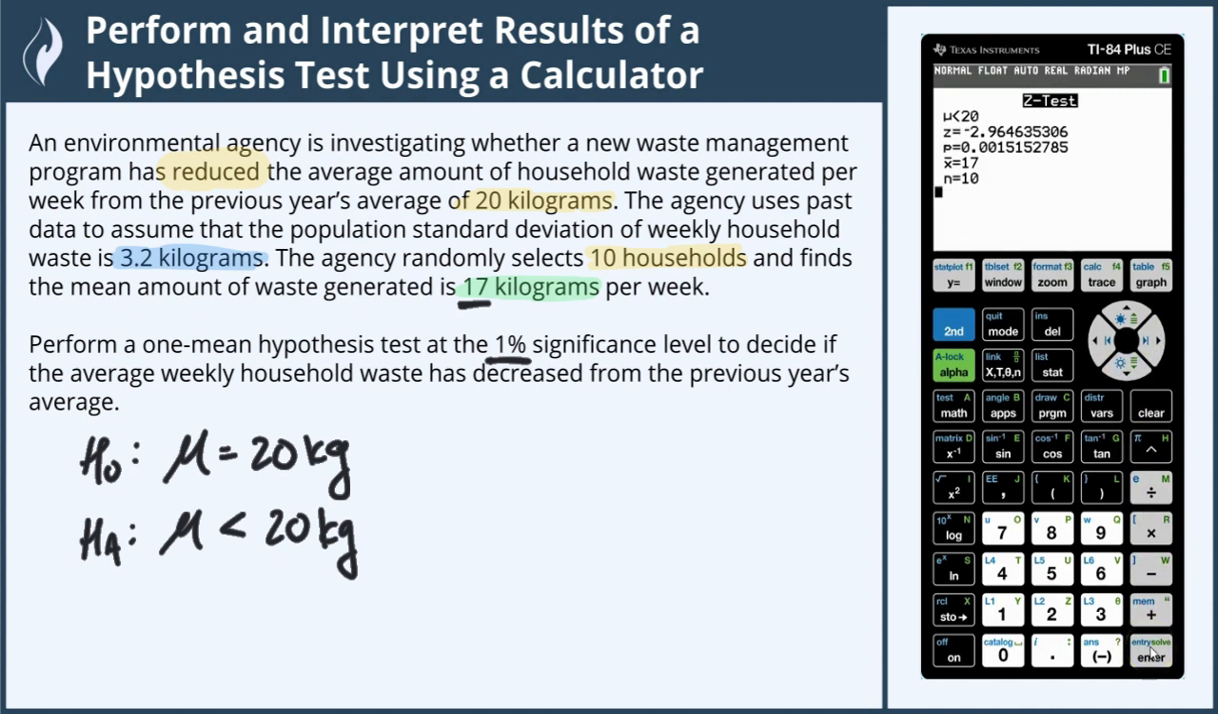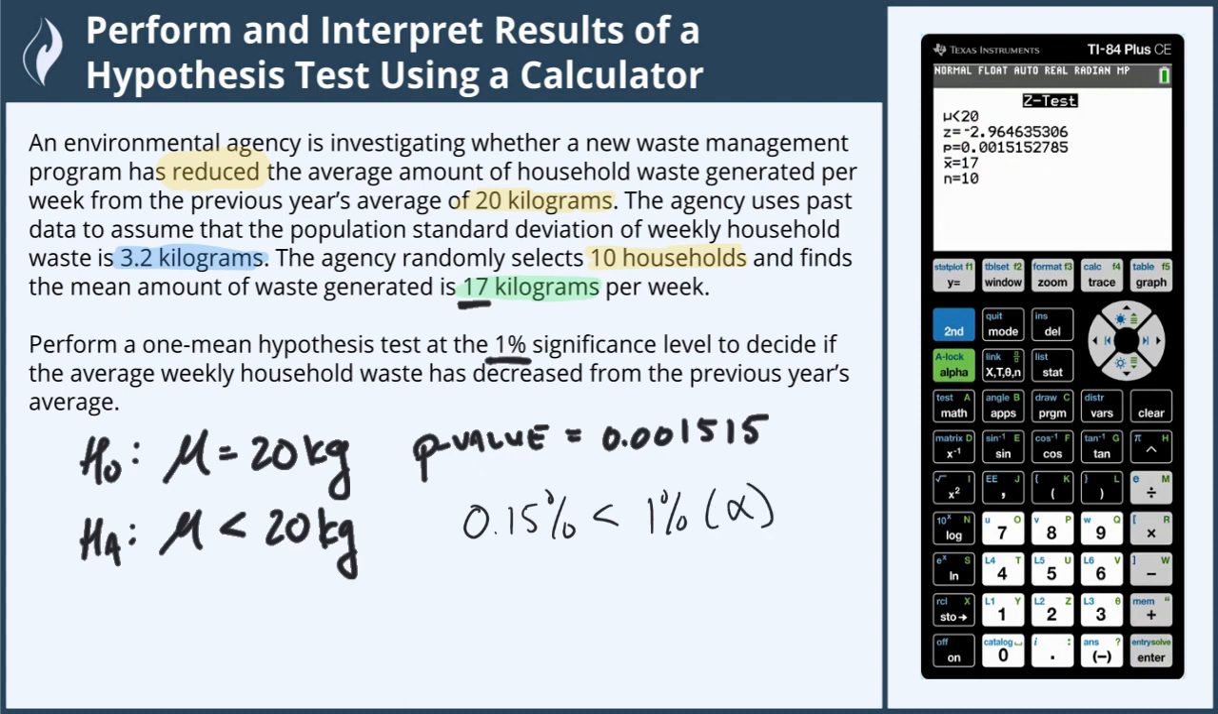Now we can see here that our p-value is equal to 0.001515. So this is approximately 0.15%, which is less than the 1% alpha value that was given.